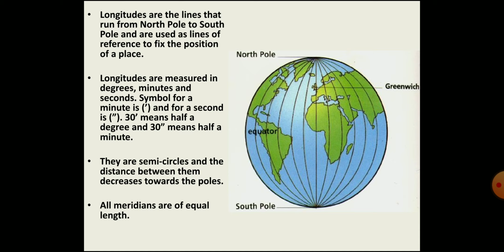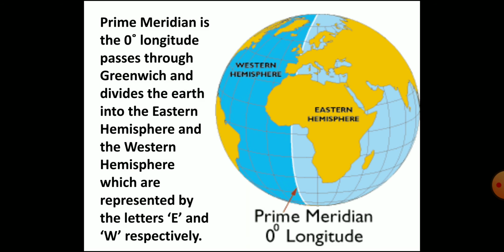Children, we have learnt that the equator is the longest latitude and then the length of each latitude decreases. It means that all the latitudes are not of equal length. But in case of longitudes, all the longitudes are of equal length.